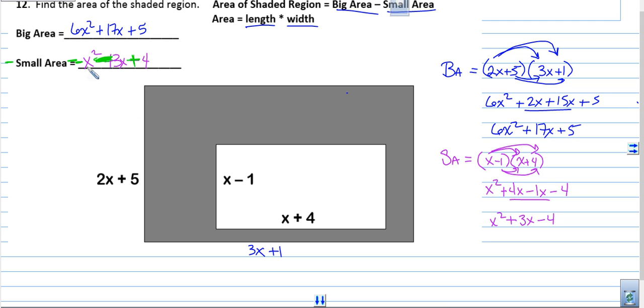6x squared minus an x squared is 5x squared. 17x's minus 3x's is positive 14x's. And then 5 plus 4 is positive 9. And so then that becomes our final answer. This concludes objective number 3. For your study guide, there's only one more objective left, so you're almost there.